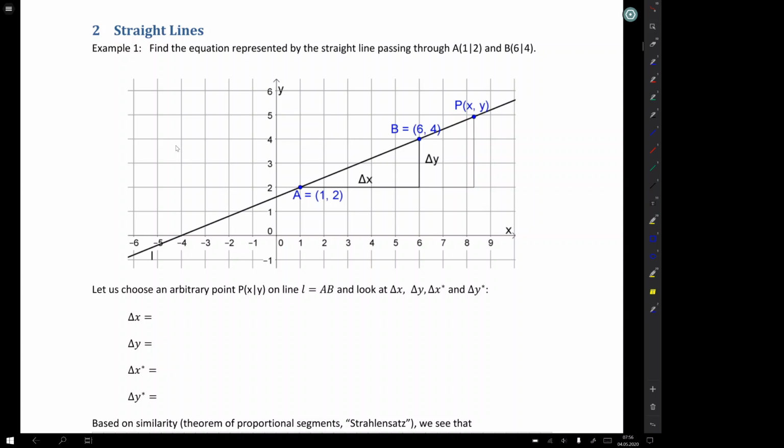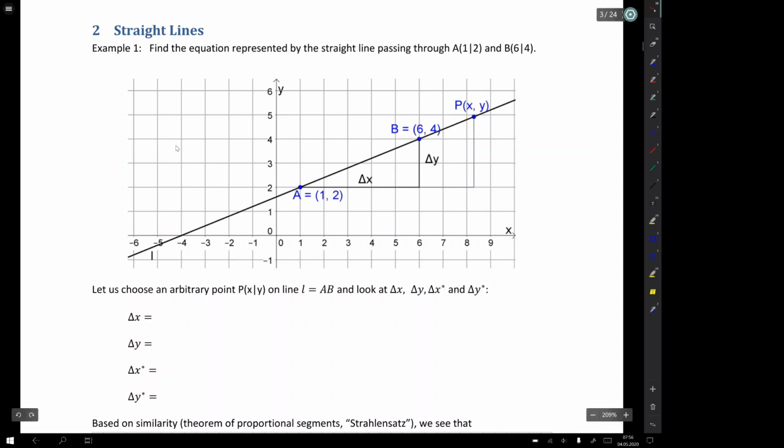In this chapter, we want to look at special graphs, namely straight lines. We want to find out which type of equations have a representation as a straight line. So let's look at this straight line here. It is given by the point A with coordinates 1, 2 and point B with coordinates 6, 4.